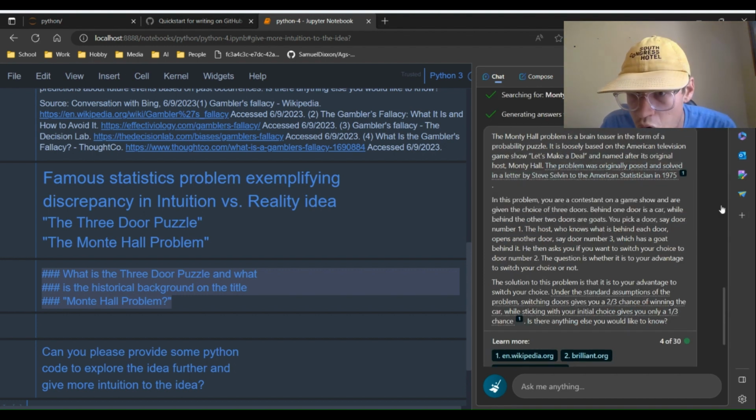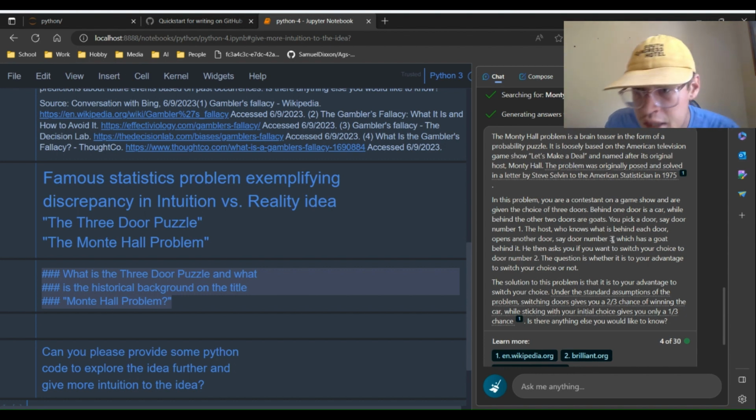So right here, you pick door number one, and the host, who knows what is behind each door, opens another door which has a goat behind it. So there are two goats and there's one car. He picks one of the doors that has a goat behind it. And with that knowledge, you know that the car is not behind the door the host opens. So it operates on this idea of conditional probability, where you are able to infer more about the outcomes of the events based on external knowledge that you're given.